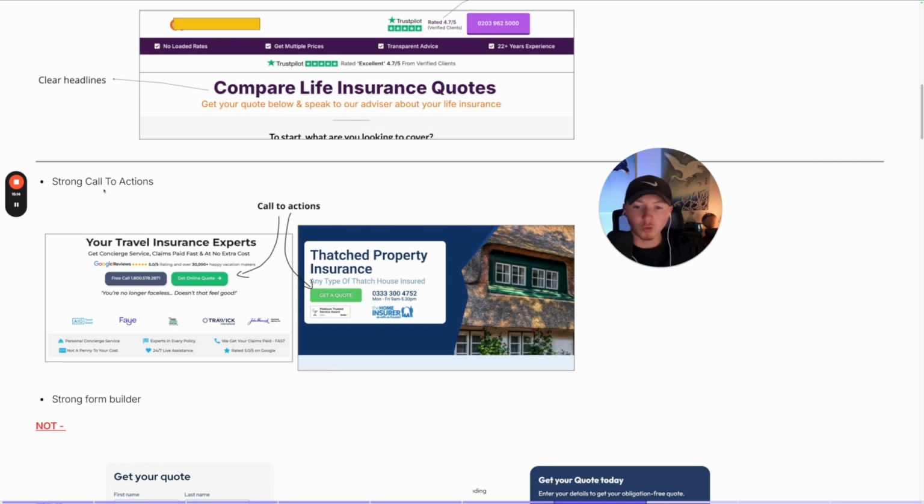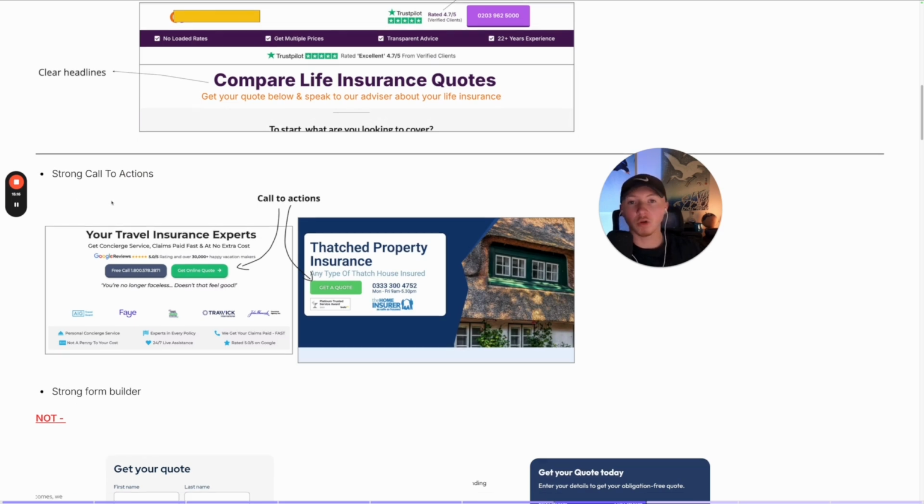You want a strong call to action. So if you're going to a form that is on another page, then you want to have strong calls to action that basically explain exactly what the process is. Like, get a quote now, get a quote. These are calls to action that get that person to move in the direction that you want them to.